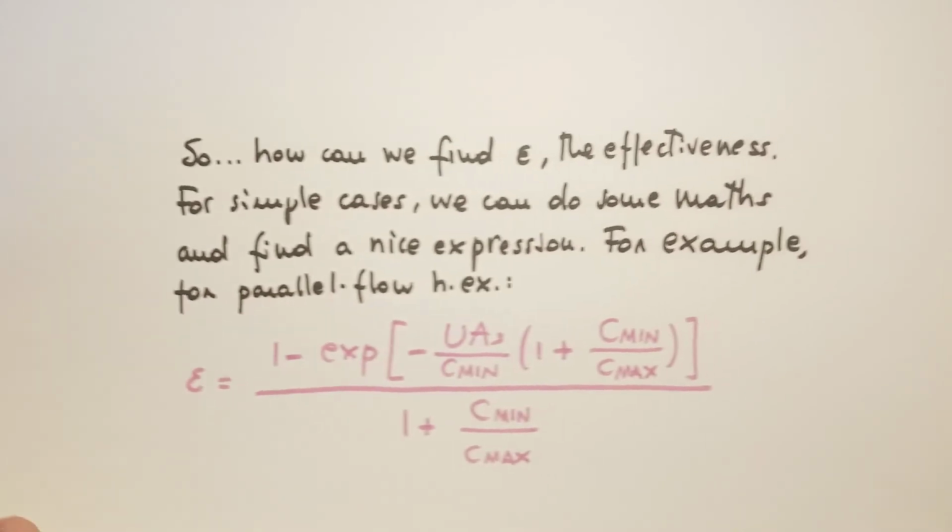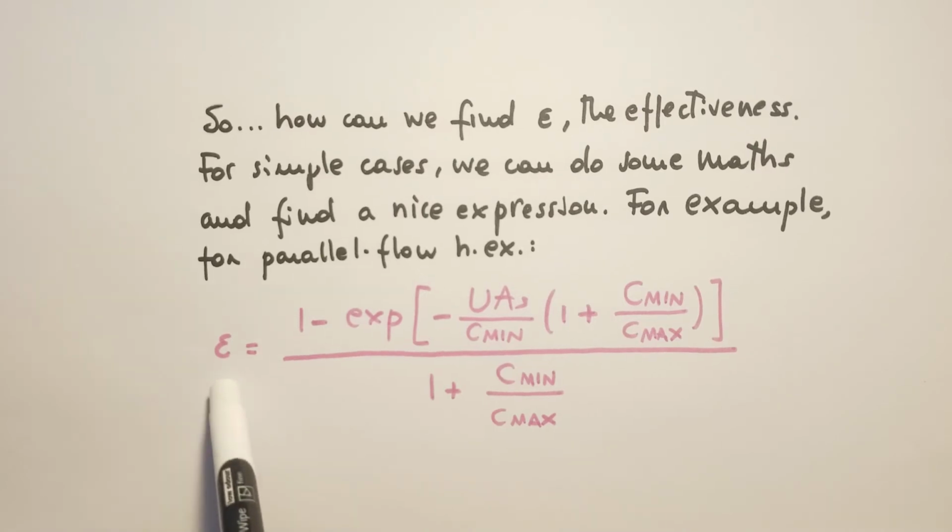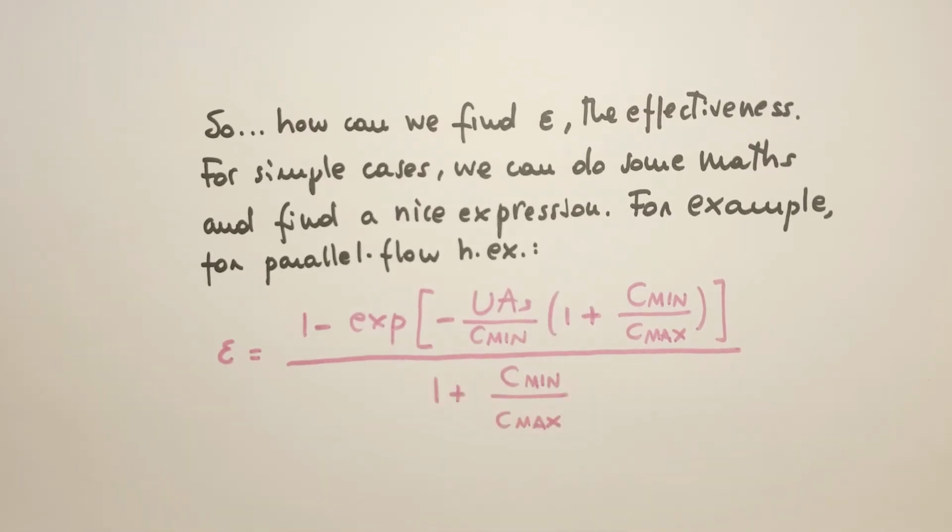So the next step is to find a method to compute the effectiveness. For simple cases, we can do some mathematics, just like when we did for the log mean temperature difference method, so some energy balance. For simple heat exchangers, we can find an analytical expression. For example, here for a parallel flow heat exchanger, we see epsilon has this form.